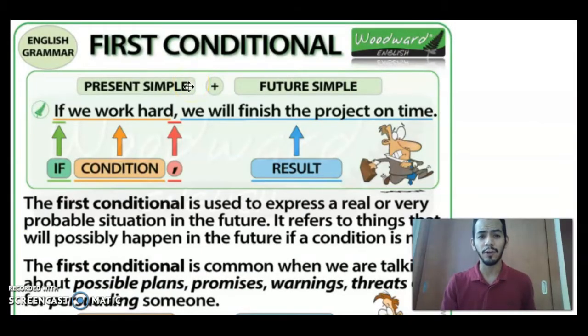Now, the first conditional, this is from English Grammar, Woodward English. So the first conditional, we need to use simple present plus future. And it is used to express a real or very probable situation in the future. It refers to things that will possibly happen in the future if a condition is met. This means that if something happens, another action will happen. Yes, this is like a cause and effect.